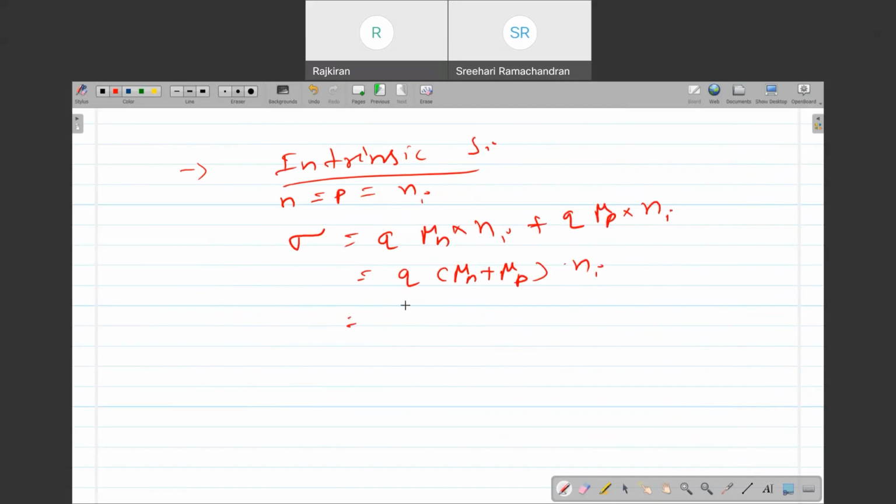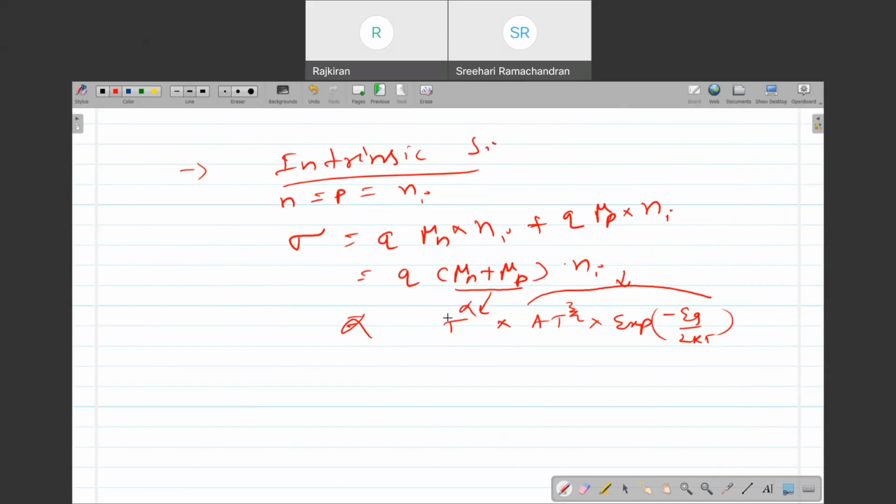Now Ni is proportional to A into T to the power of 3 by 2 into exponential of minus Eg by 2kT. This is my intrinsic concentration. Mobility is not proportional to T to the 3 by 2; that was my mistake. Mobility will be T to the power of some alpha, some constant.